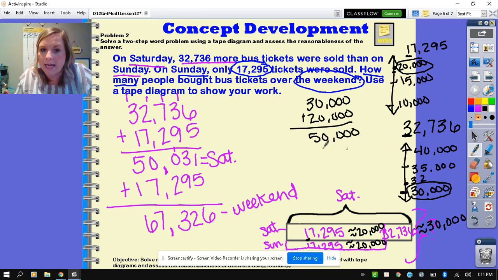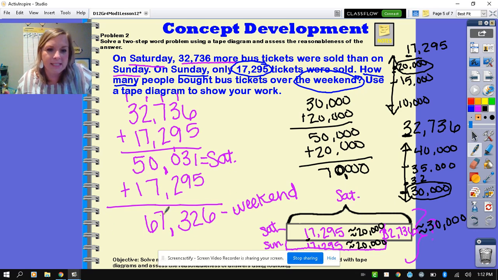And that would be close to Saturday. And if we look over here, Saturday was 50,031. So we're really, really close when we're rounding. And now we're going to add in Sunday's, so another 20,000 approximately. And our answer here is 70,000. And the answer that we got was 67,326. And I would say that that's pretty close. We're only a couple thousand off, meaning that we're really close. And so I think our answer is pretty accurate. So that's the reason why we round, to just check reasonableness.